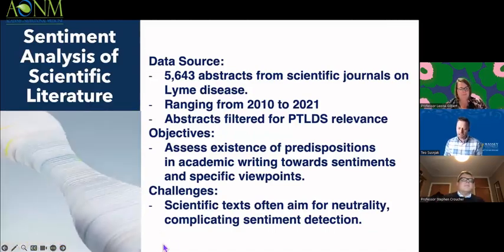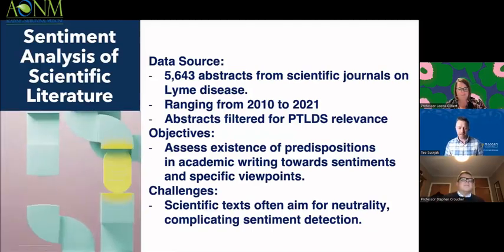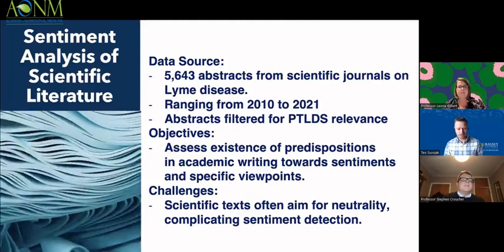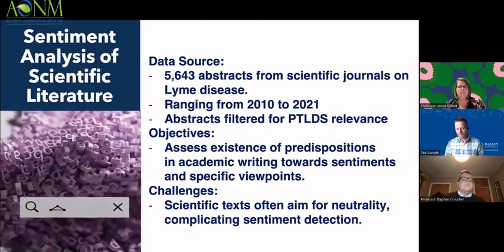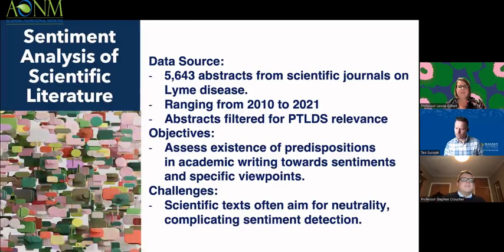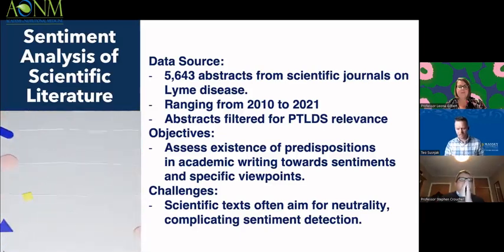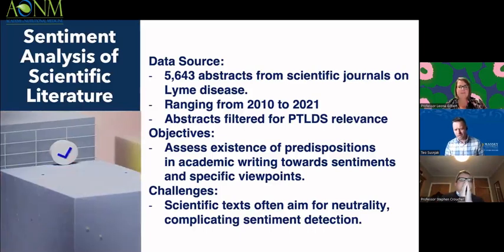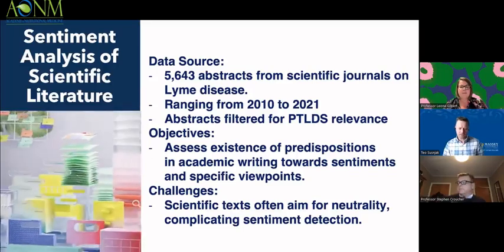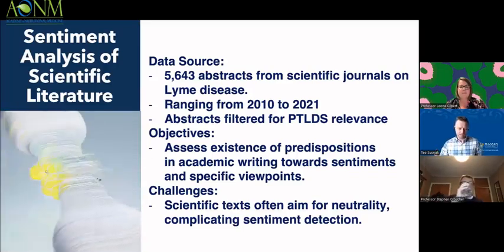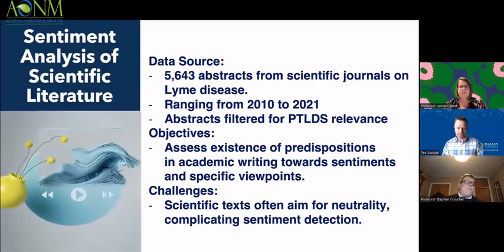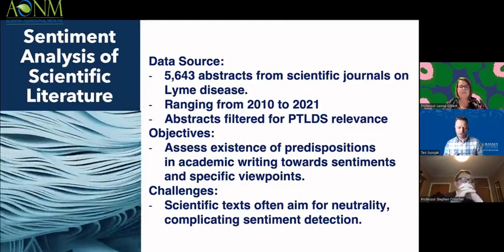So what we did was we collected about 5,500 academic abstracts, all of which met the search criteria of Lyme and Lyme disease. We collected abstracts ranging from 2010 to 2021. Actually, that's a mistake. It was from the year 2000 to 2021, so about 20 years' worth of abstracts. The results that I'm going to show you are somewhat updated.